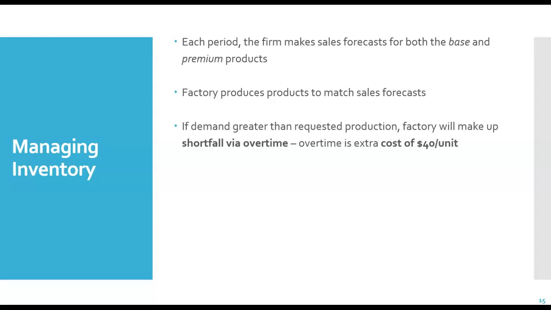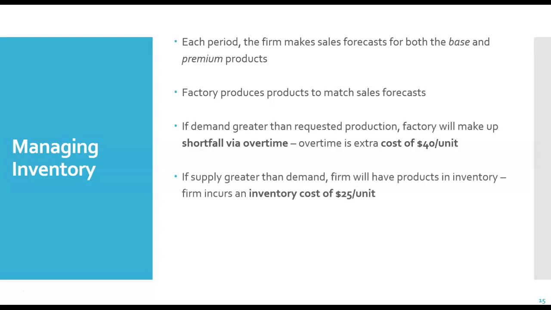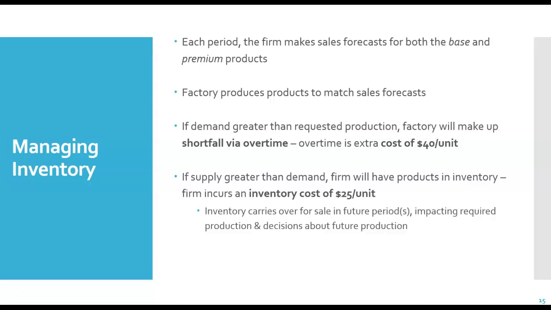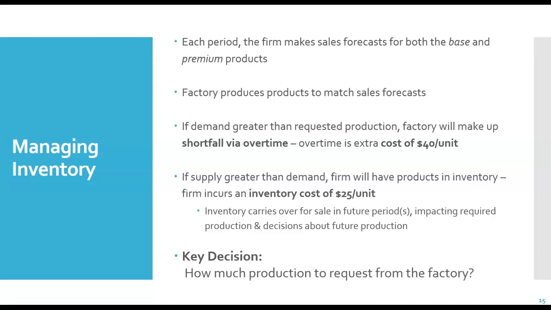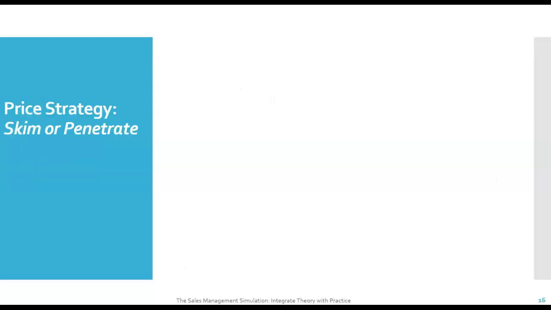So there are two things that can happen. If you have a shortfall, so you don't make enough, then there is an overtime cost of $40 a unit. If you make too much, then you have a storage cost, and that is $25 a unit. So another question is, how much should you request? How much should you ask them to make, the factory?